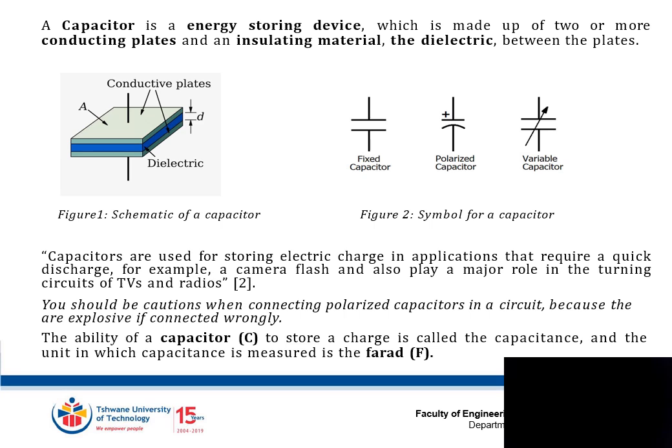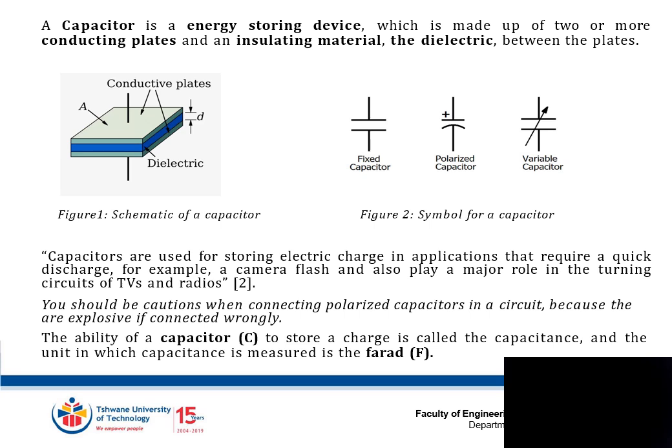Figure 2 shows the symbol of a capacitor that we use on circuits. We have three types: the fixed capacitor, which does not show the polarity, so you can connect it anywhere in a circuit. Then we also have the polarized capacitor, which has positive and negative polarity. And then we also have a variable capacitor. That means you can vary the value of the capacitor in farads.